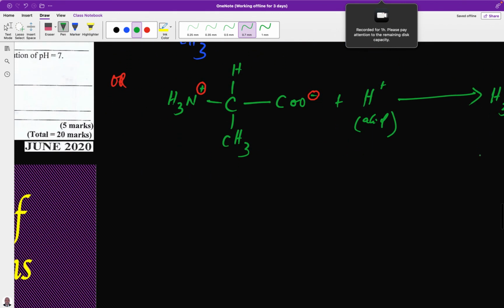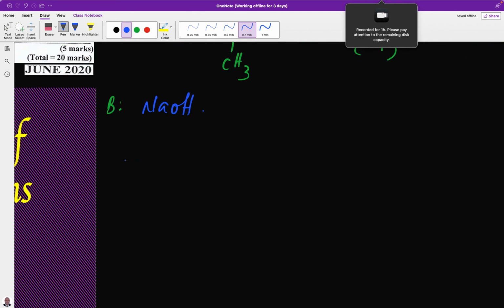Okay, part B, reaction with OH. This will be the reaction with sodium hydroxide. With sodium hydroxide, you can write it like this: NH2, CH, CH3, COOH, plus sodium hydroxide.